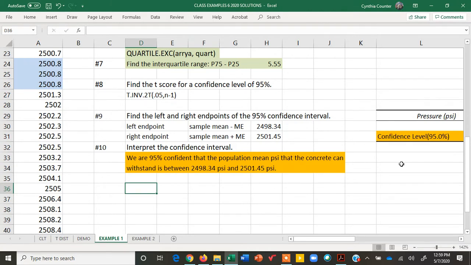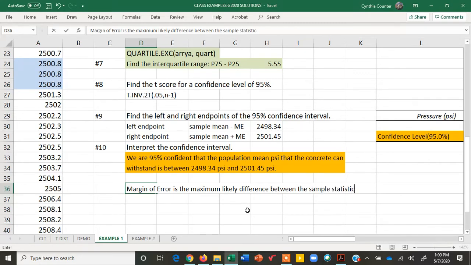So that's the quick way to get your confidence interval if you can get the margin of error from your data analysis tool. The other way would be to compute the margin of error on your own. The margin of error is the maximum likely difference between the sample statistic and the population parameter. This is the definition of margin of error.